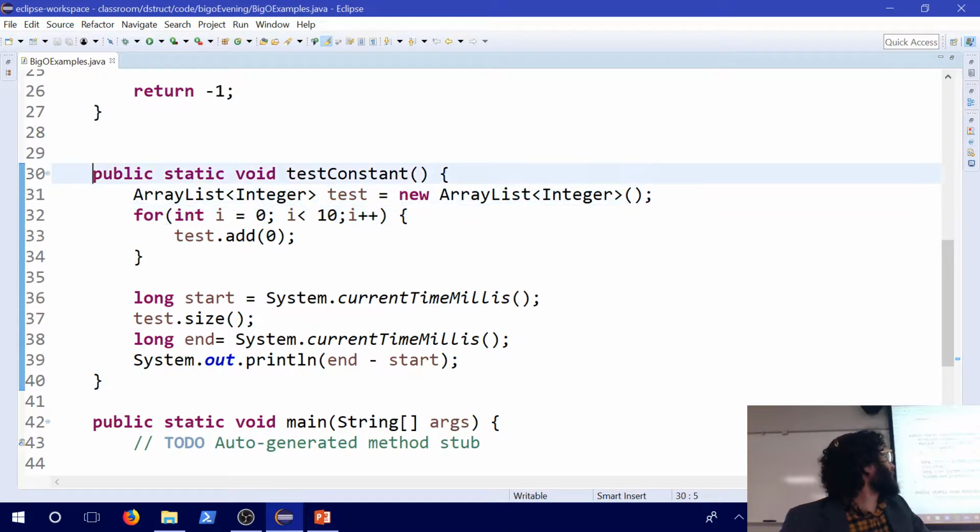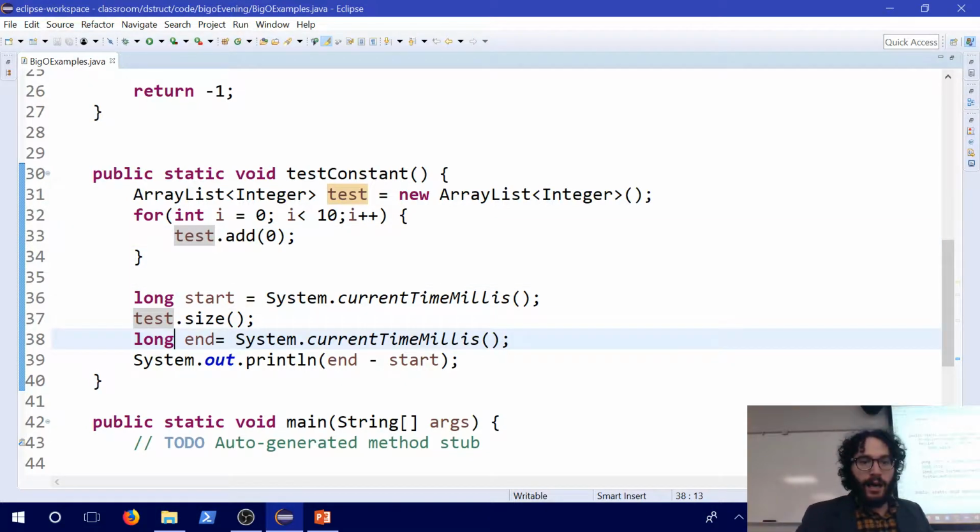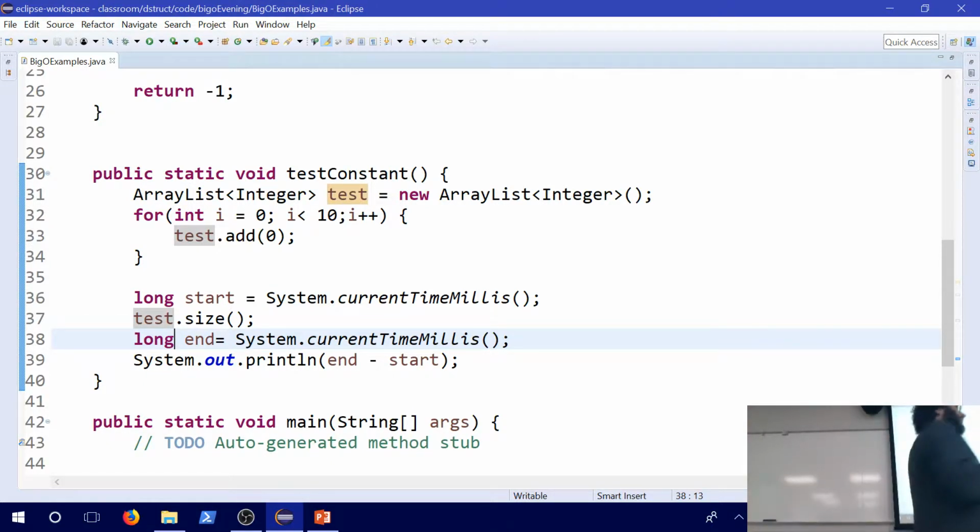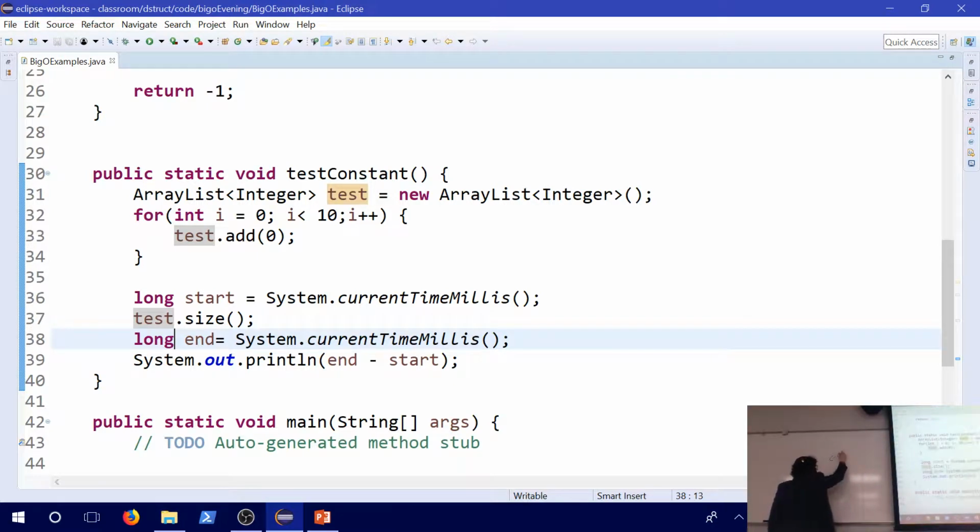So where we left off is that we ran a test constant, which basically showed that getting the size of any list took O of 1 time, right? And we called this constant time, O of 1.